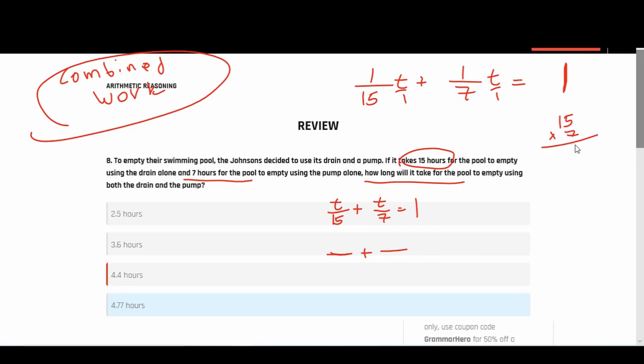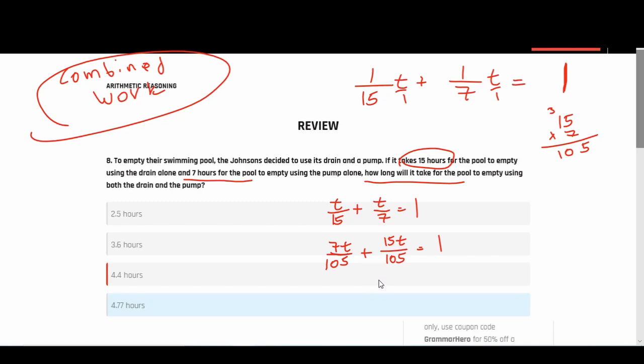15 times 7, 5 times 7 is 35, carry the 3. 7 times 1 is 7, plus 3 is 10. So I know this common denominator is going to be 105. Again, this is going to equal 1. 15 goes into 105 7 times, and again we still have t there. 7 goes into 105 15 times, and we still have our t there. Now we can go ahead and add these fractions.